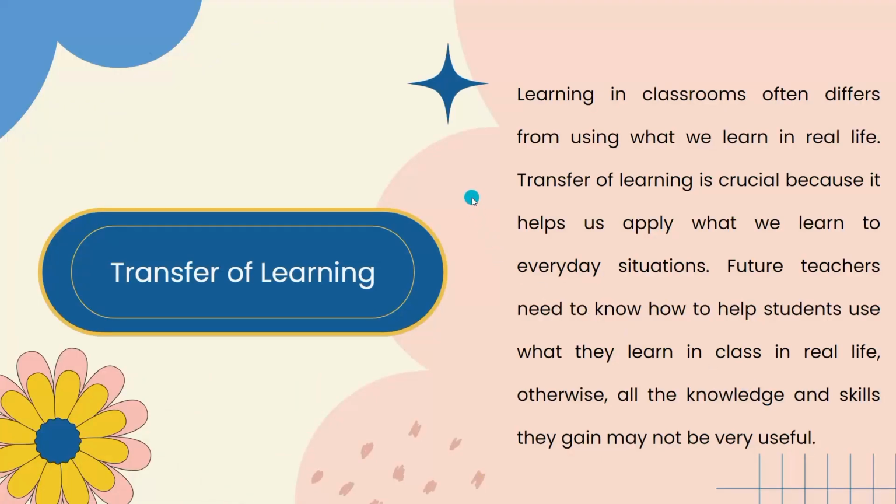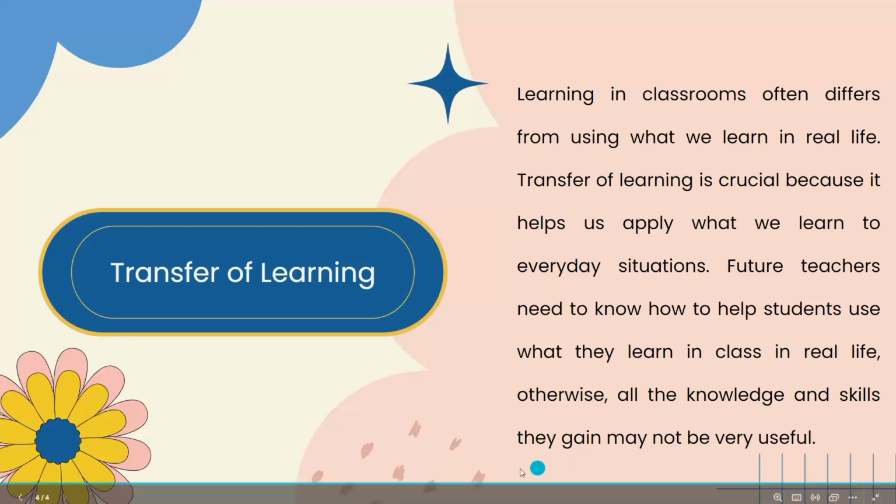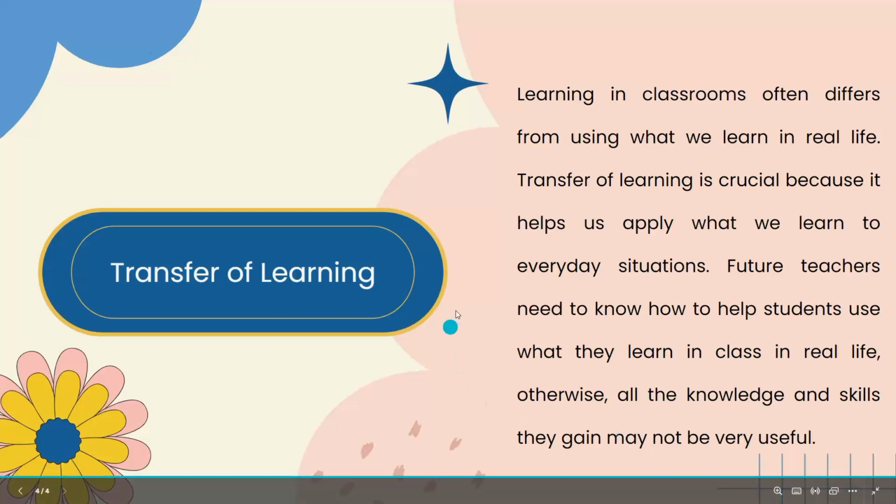So, learning in classrooms often differs from using what we learn in real life. Transfer of learning is crucial because it helps us apply what we learn to everyday situations. Future teachers, like us, need to know how to help students use what they learn in class in real life. Otherwise, all the knowledge and skills they gain may not be very useful.